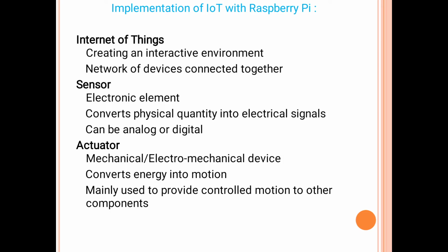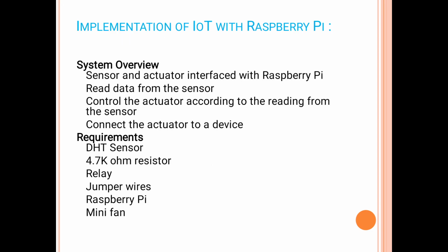Internet of Things, creating an interactive environment. Network of devices connected together. Sensor, electronic equipment that converts physical quantity into electrical signal. Can be analog or digital. Actuator, mechanical or electromechanical device that converts energy into motion. Mainly used to provide controllable motion to other components.